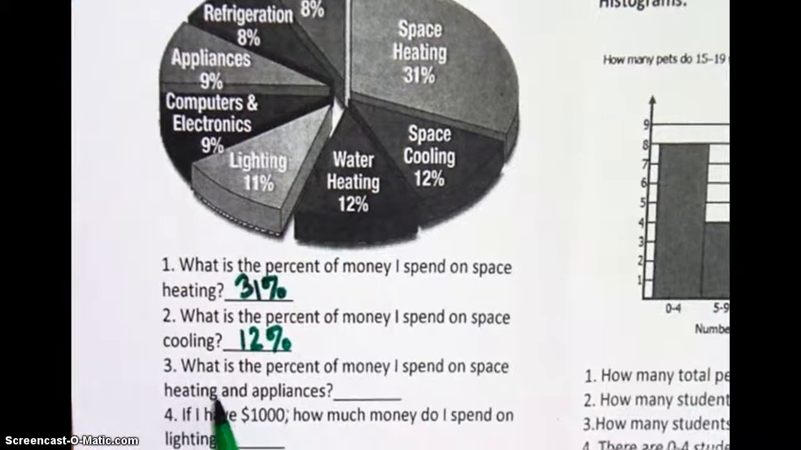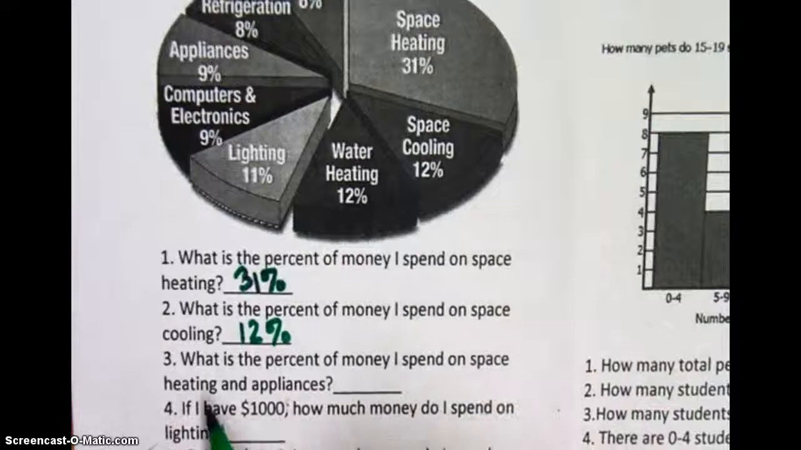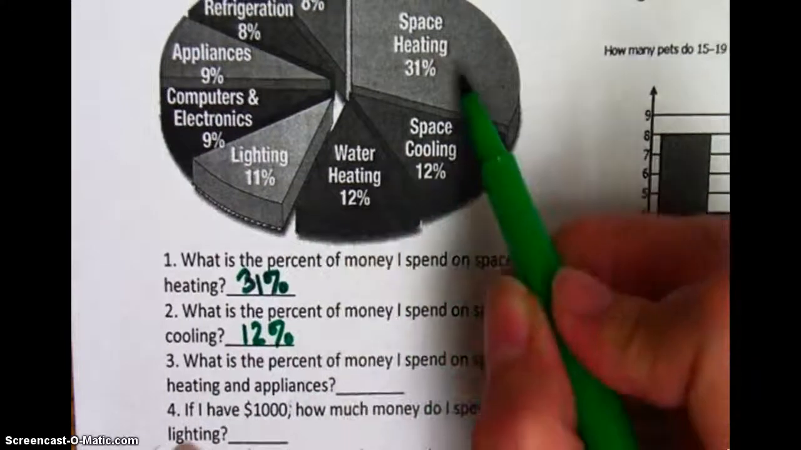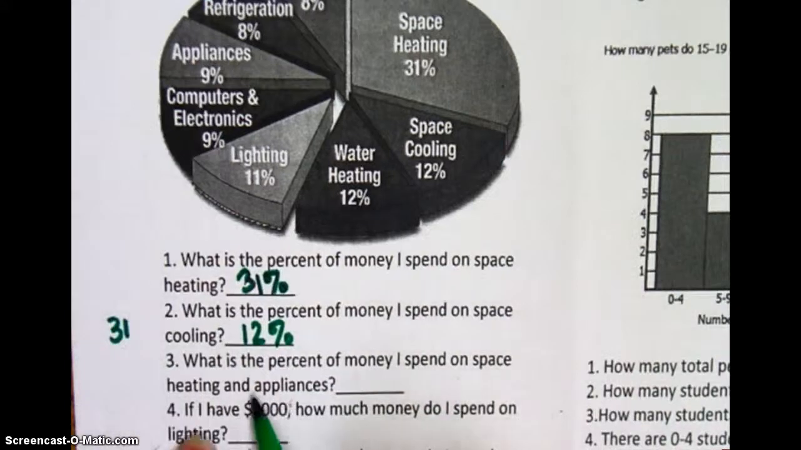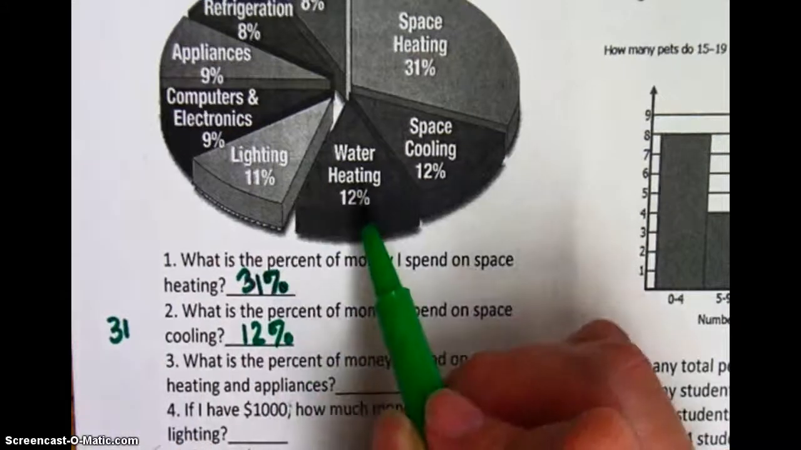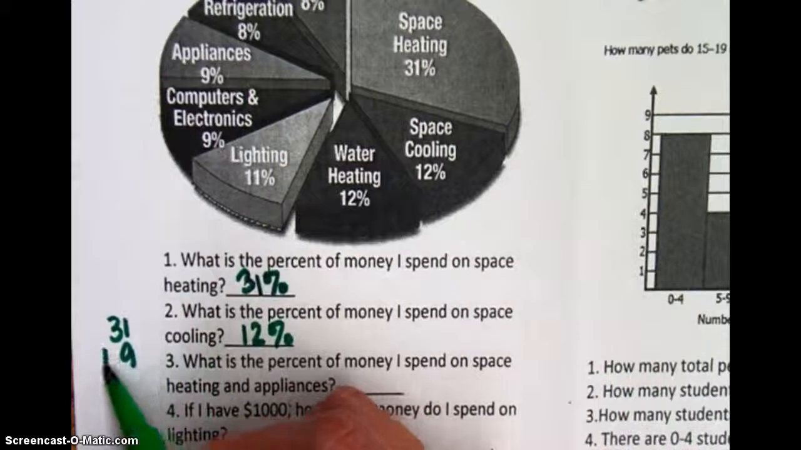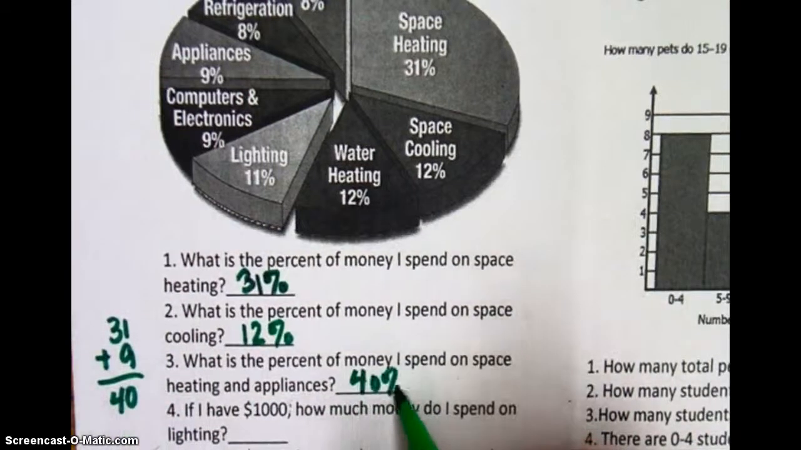Question number 3, what is the percent of money I spend on space heating and appliances? Here you have to realize that you're looking for two different sections, space heating. So space heating would be 31% here. And then appliances would be here, which is 9%. So space heating and appliances, you'd add them together, and that would total up to be 40%.